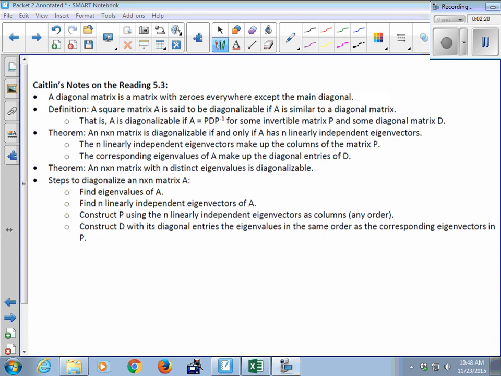Yes? So we say we're finding the basis for the eigenspace. Yep. Perfect. Eigenspace is the null space too. It's the null space of A minus lambda I. Yes.